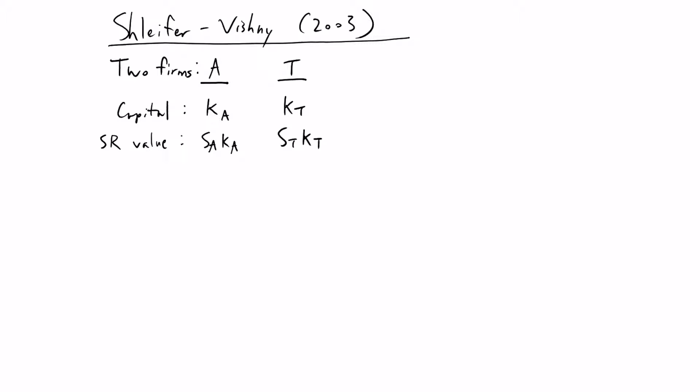All right. If they do merge, then obviously they're going to have a combined capital, and the valuation is going to be S(K_A plus K_T). All right. So S can be different from S_A and S_T. Right. And typically, in order for a merger, we're going to assume that the acquirer is going to have higher value, right? Higher value.